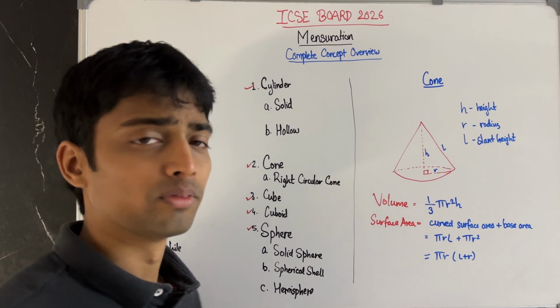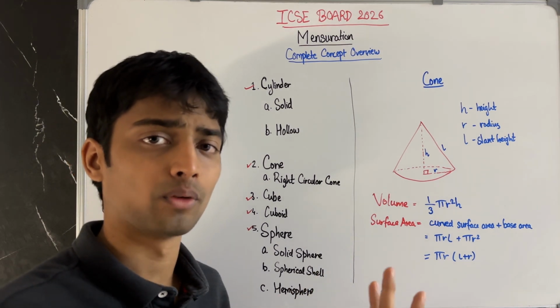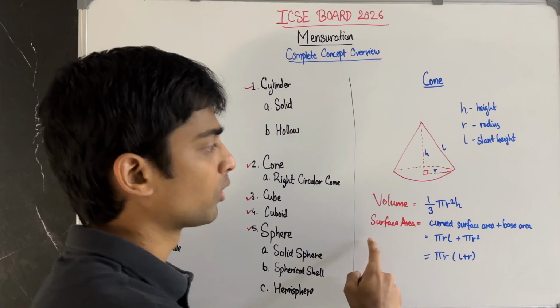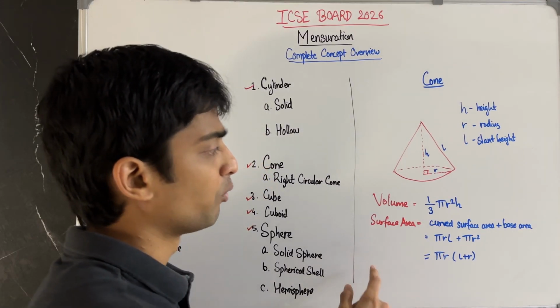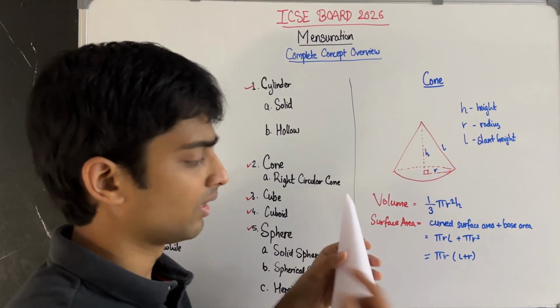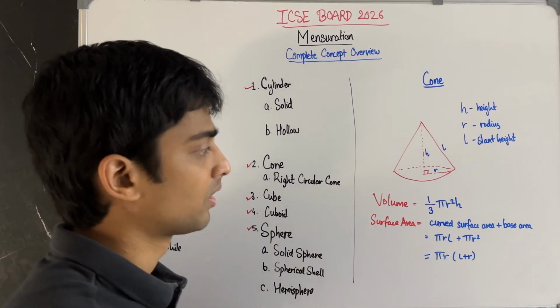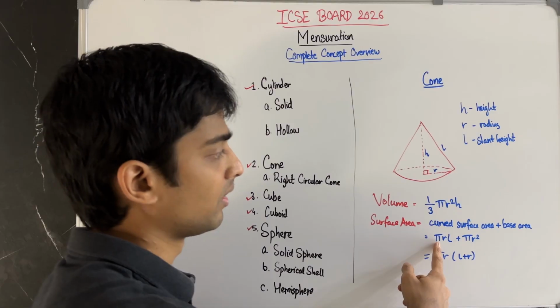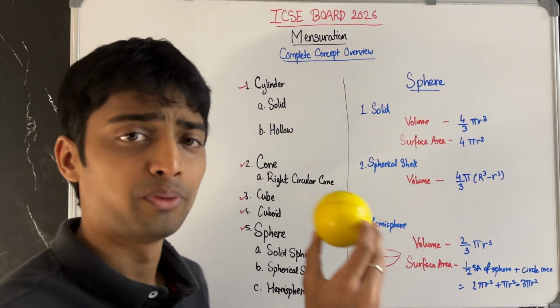Now volume of this cone would be, volume of a cone is 1/3 of volume of the cylinder of the same base and height. So volume of the cone would be 1/3 pi r square h. Surface area would be the curved surface area plus the base area. The curved surface area will be pi r L plus base area would be pi r square. Okay, now we have a sphere.